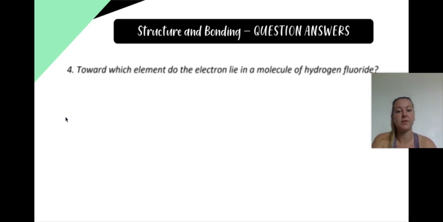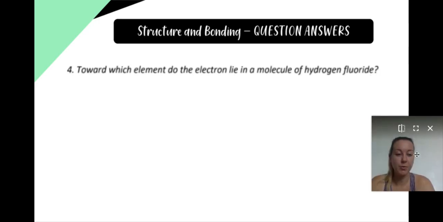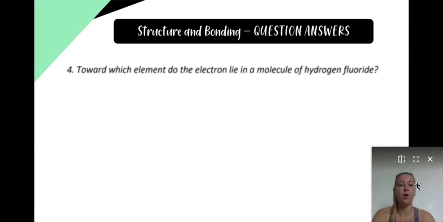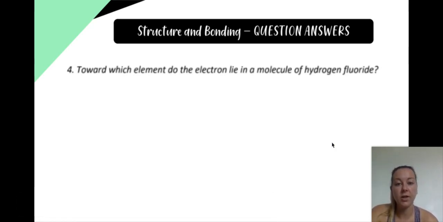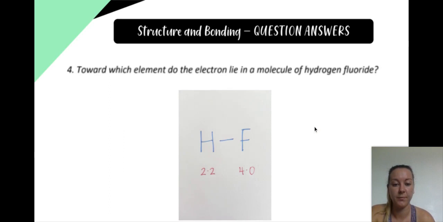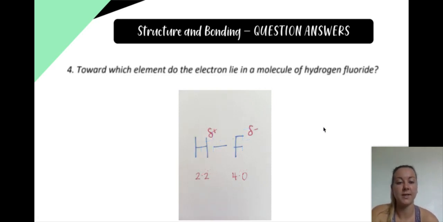Next, towards which element do the electrons lie in a molecule of hydrogen fluoride? Again, this is the exact same process every time we do one of these questions. We're going to write down what that bond looks like. So we're going to have a hydrogen line to a fluorine atom. We're then going to look at the electronegativity of each in turn, and then look at the difference, and it will tell us which kind of bonding we are looking at here. Hydrogen's electronegativity is 2.2 and fluorine's is 4. So that is a difference of 1.8. Therefore, we have to add in our charges like I've done.